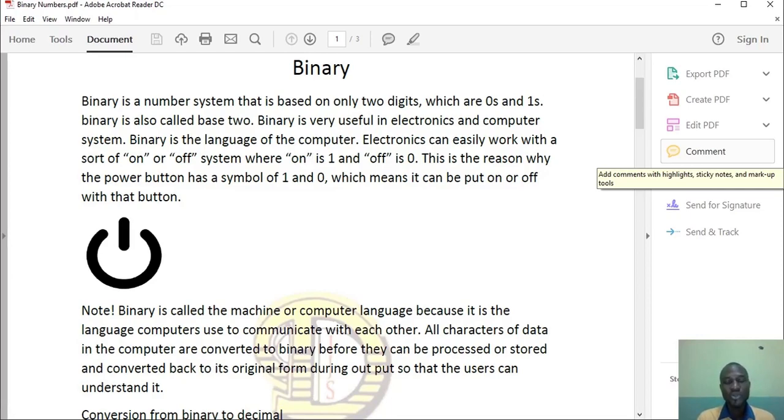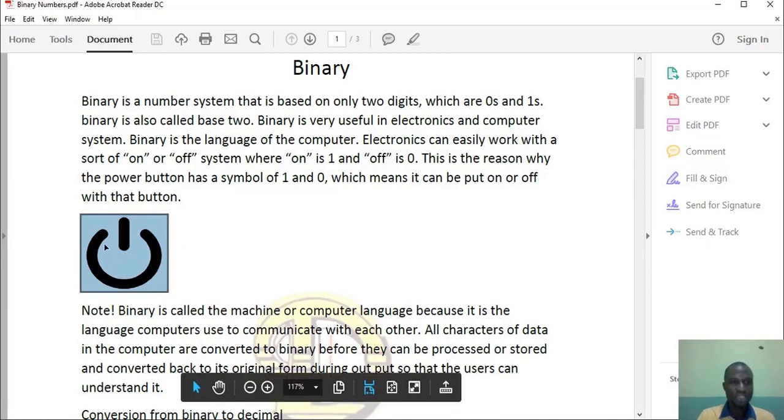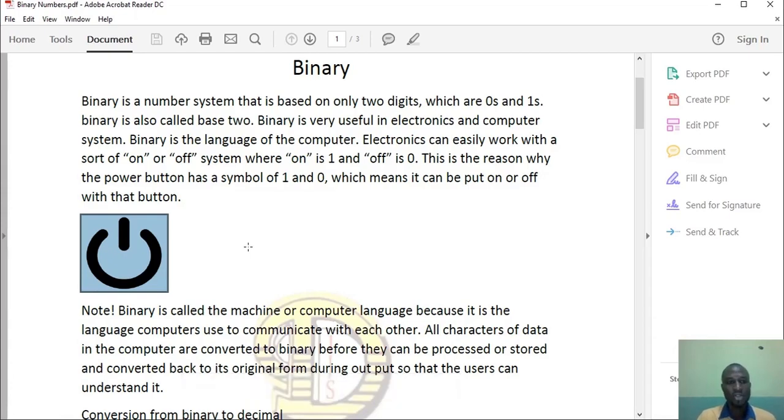Binary is very useful in electronics, where 1 stands for on and 0 stands for off. In most of your switches you will see a place where they write 1. Once you press that place, your device will come on, and once you press the switch to the one that has 0, your device will go off. That's why 1 is for on and 0 is for off. And that is how they come about this particular power button symbol. If you look at the power button of your remote control, it has this symbol. The 1 is to put it on, while the 0 is to put it off. That means with this button you can turn on this device and you can also turn it off.